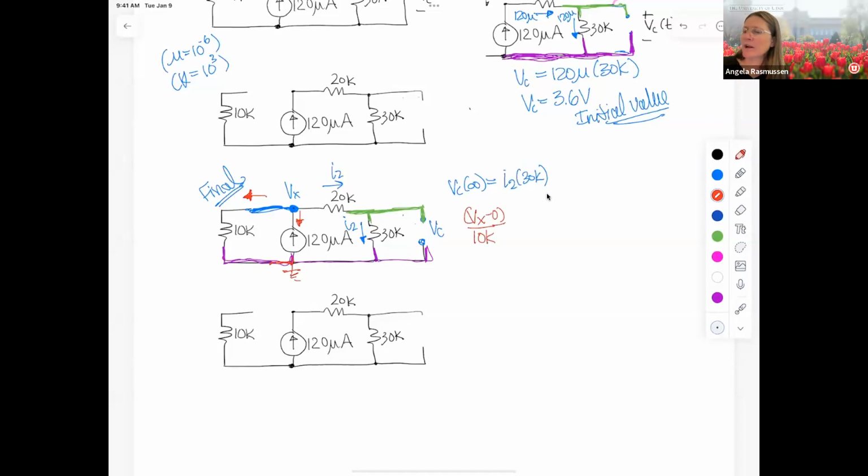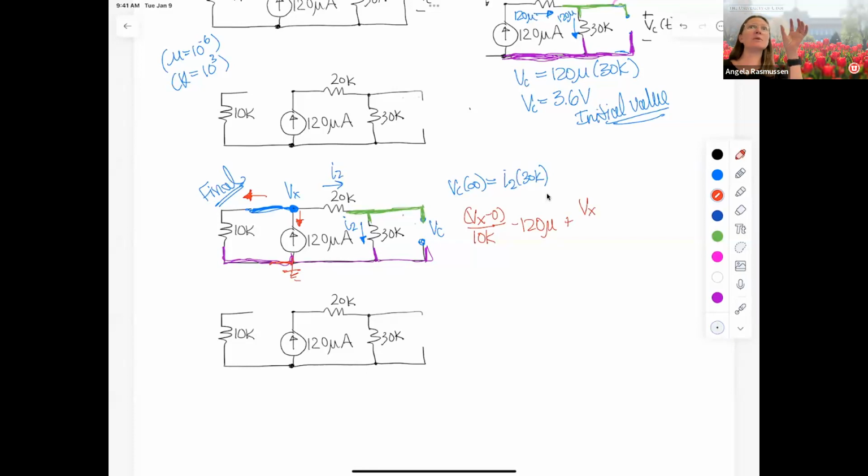And the current, how do I write this one in this branch? Correct, minus 120 micro. Don't forget the units. Common mistake. Don't forget those units. That's 10 to the minus 6, which is very different than 120. And then how do I write I2? Okay, that would be a correct way of writing it.